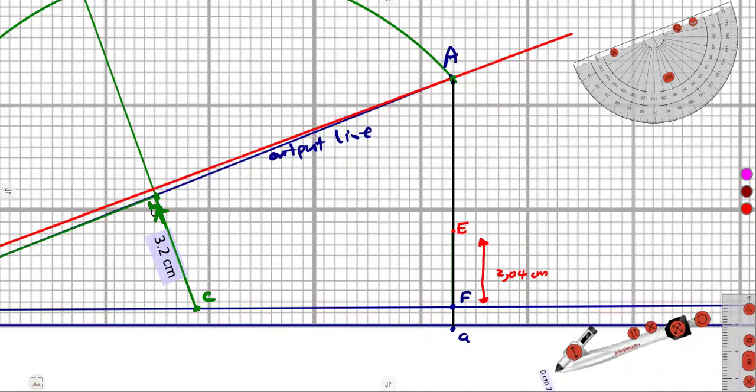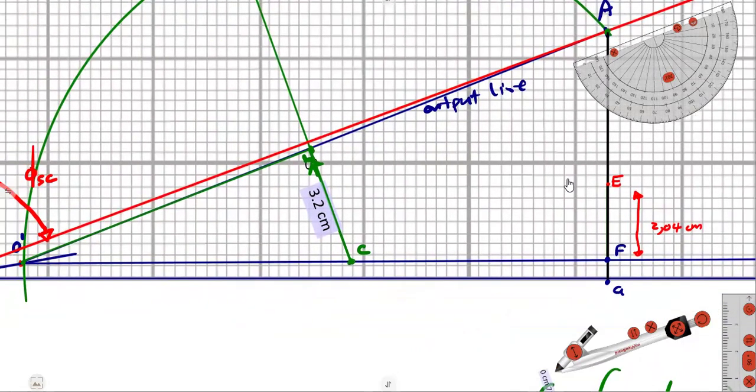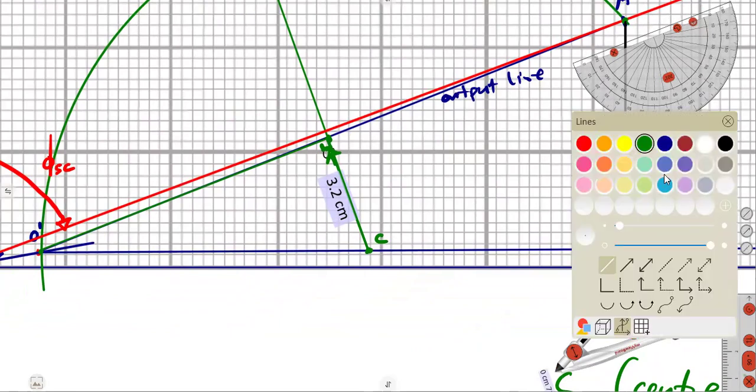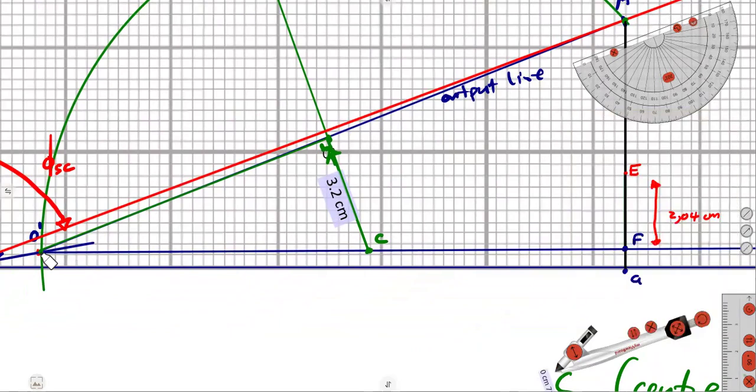So what are we going to do? Join from the point O bar, the referred value, to point E, so that we have got our torque line in that case. So from this point O bar to point E like this, that is going to give us the torque line. Just like that.